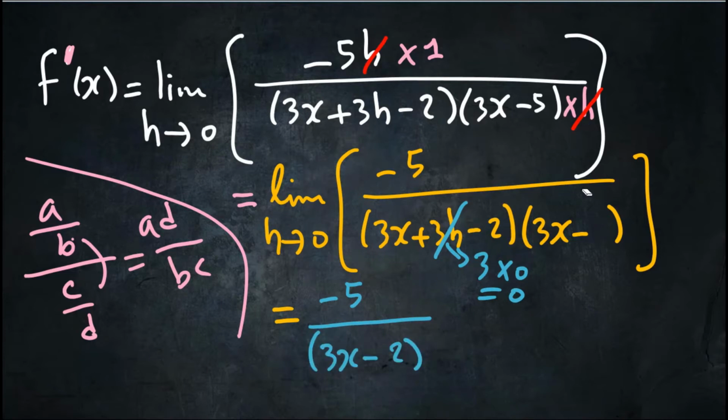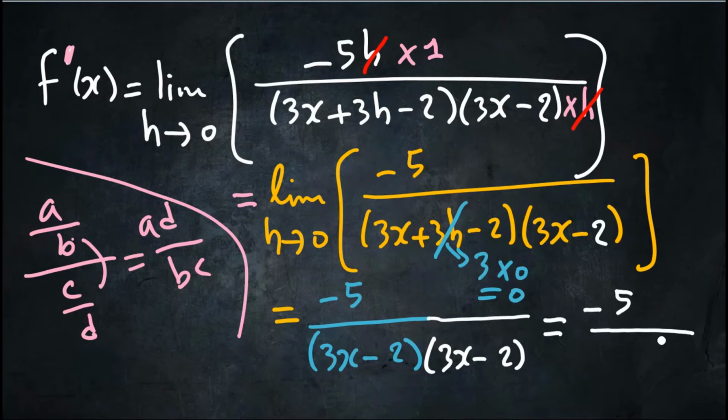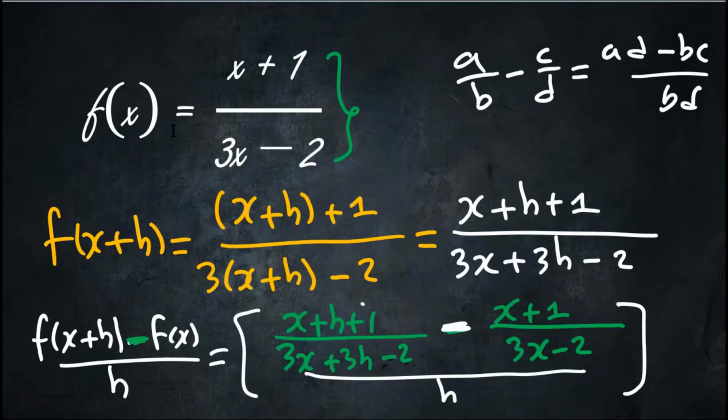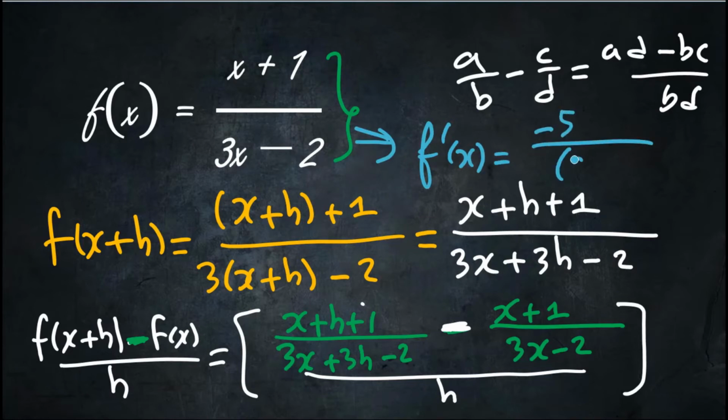This is not 5. This is 2, by the way. So 3x minus 2 times 3x minus 2. That's minus 5 over 3x minus 2 squared. 3x minus 2 times 3x minus 2 is 3x minus 2 squared. We found the derivative of x plus 1 over 3x minus 2. It's minus 5 over 3x minus 2 squared.